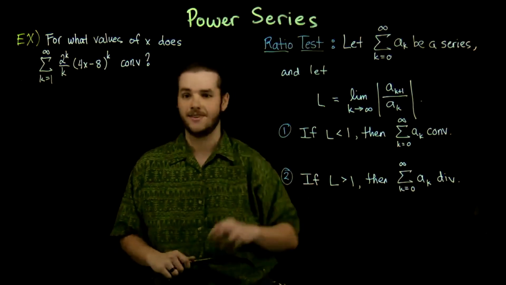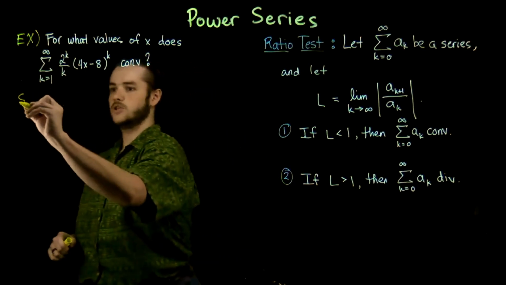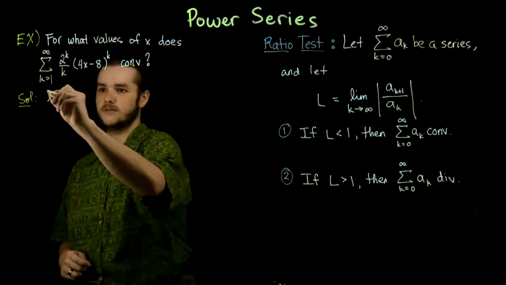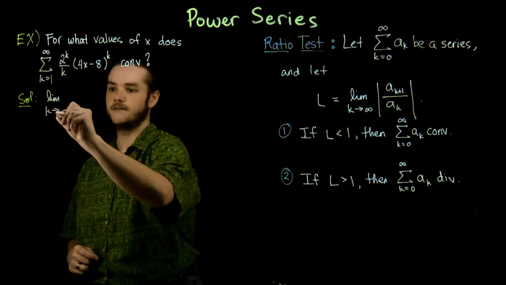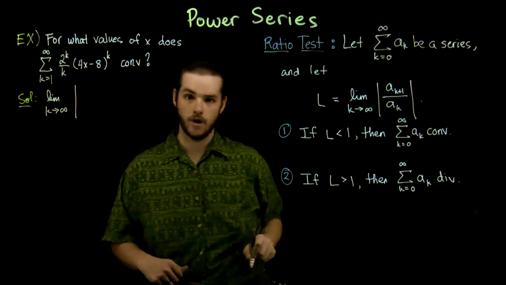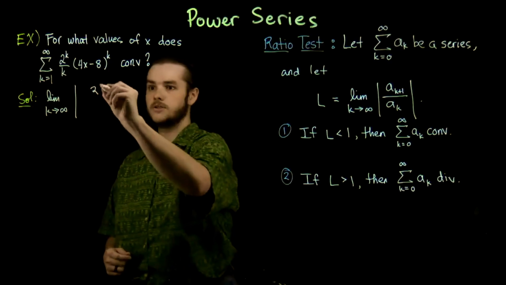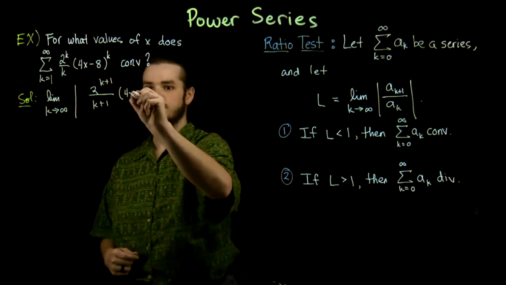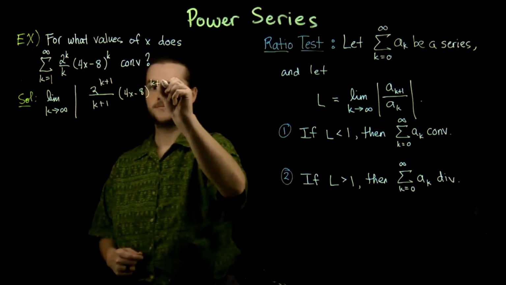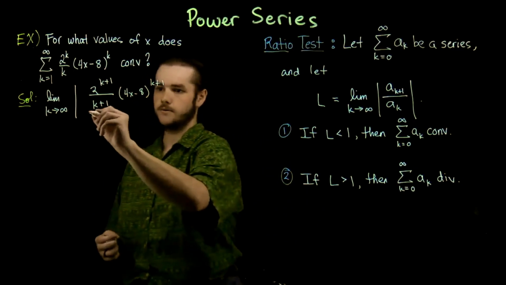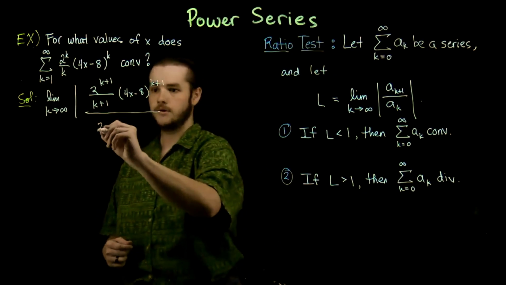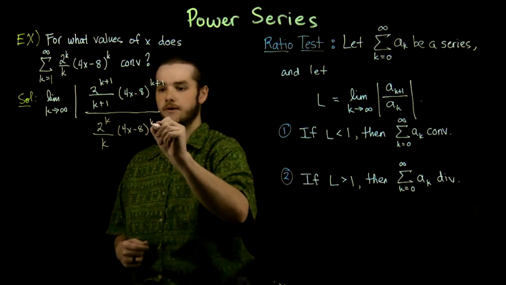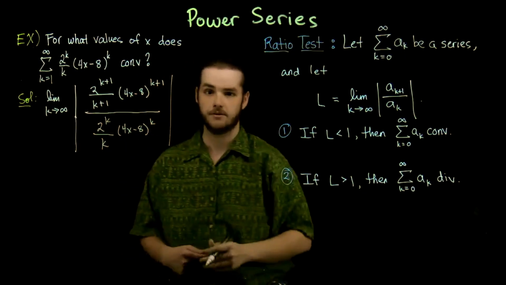Well, let's look at this limit. So if I were to try and solve this problem, I would first need to look at this limit here. The limit as k goes to infinity of what I get when I plug in k plus 1, 2 to the k plus 1 over k plus 1 times 4x minus 8 to the k plus 1. And then I'm going to divide that whole thing by what I get when I plug in k, 2 to the k over k times 4x minus 8 to the k. And I'm putting absolute values around that whole thing.